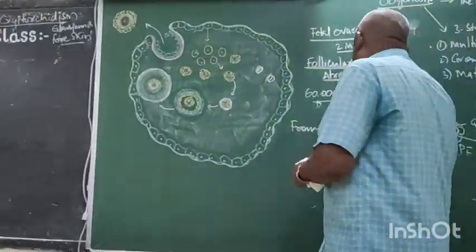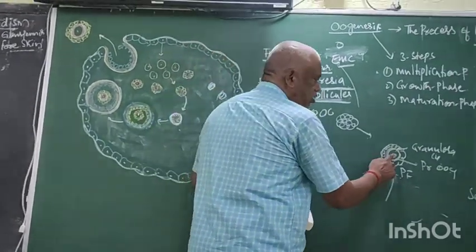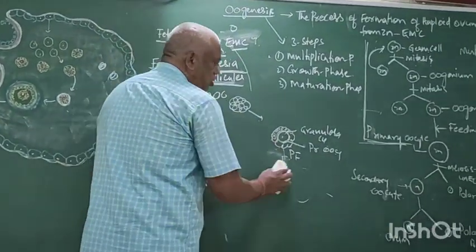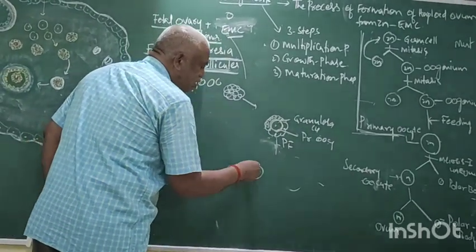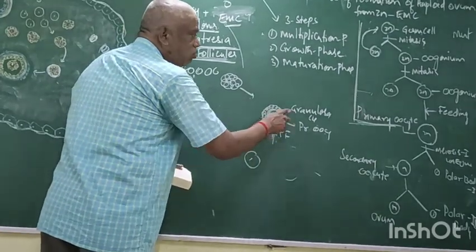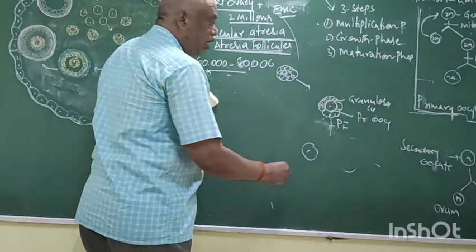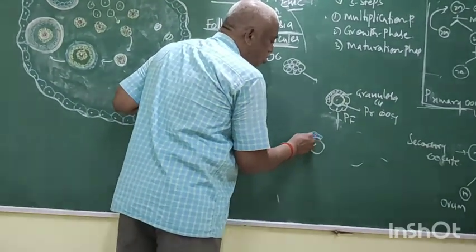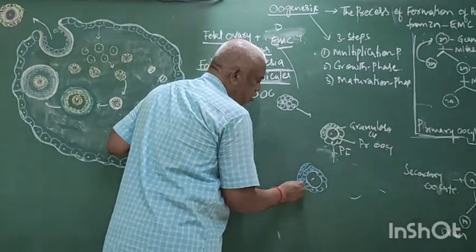Right. Now, birth to puberty. Now the next one. What is this primary oocyte? This primary oocyte is as it is. Okay. Now, what are these granulosa cells? They divide and form a double layer. Now it is one layer, and it is the second layer.